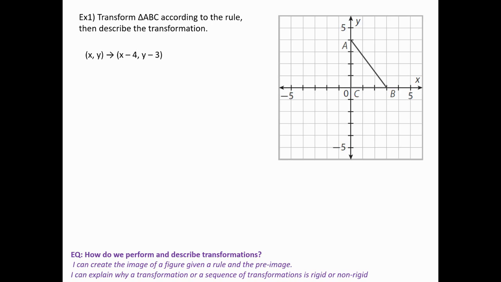All right, so we're going to start off by actually doing a transformation. Transform triangle ABC according to the rule, then describe the transformation. This information right here is our rule. It tells us that we are starting with (x, y), whatever our ordered pair is. And this part is what we are going to do to it. We're going to take the x value and subtract 4, and take the y value and subtract 3.